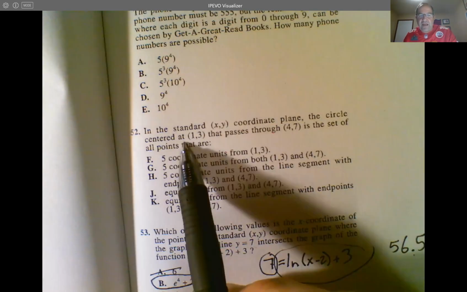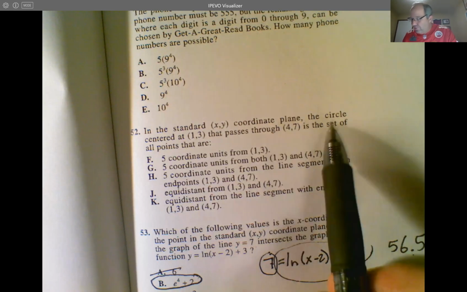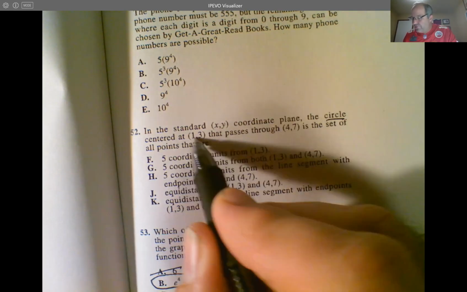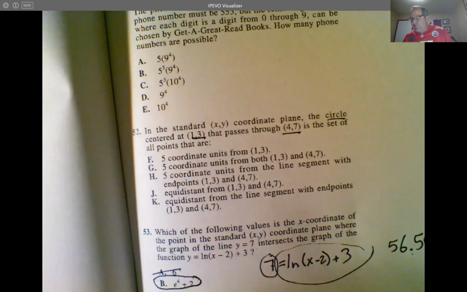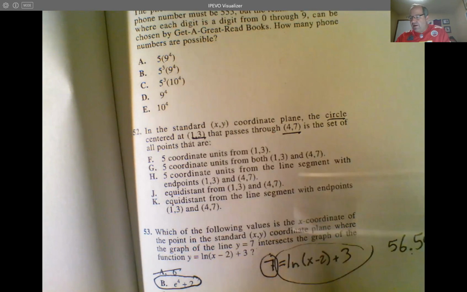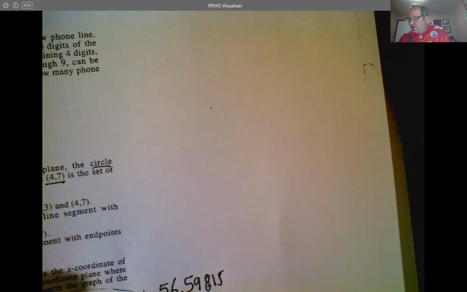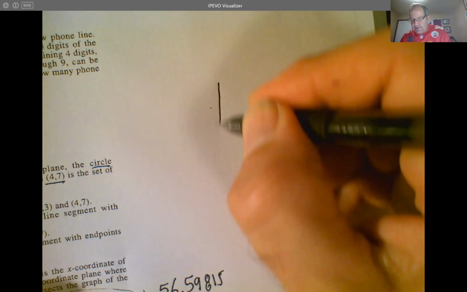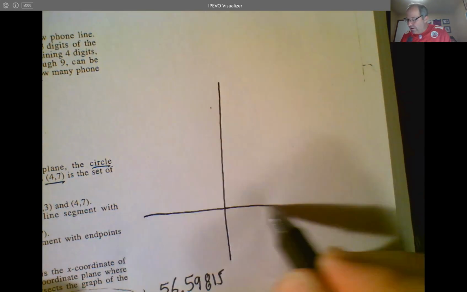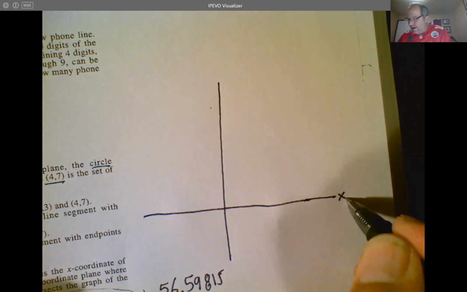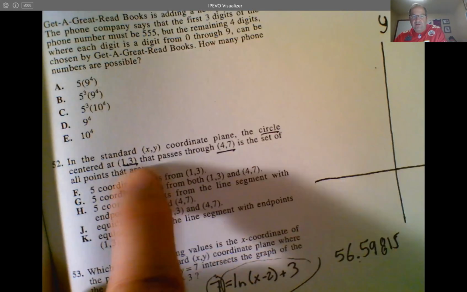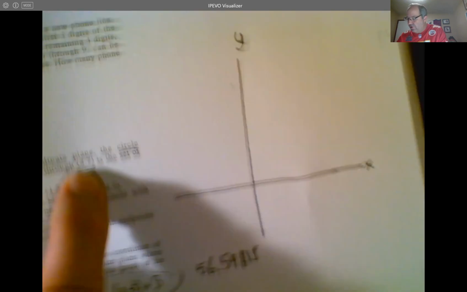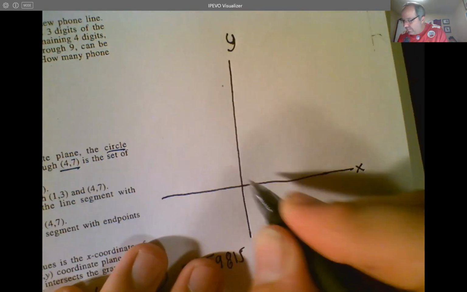They're telling us we've got a standard XY coordinate plane. A circle is centered here and passes through this point. It's a set of all points that are what? The technique for this is if they give you points, draw an axis nice and big. I'm going to draw my X and Y axis nice and big. Now they tell us one point is at 1, 3, the other one is at 4, 7. So 1, 3, that'd be over 1 and up 3.